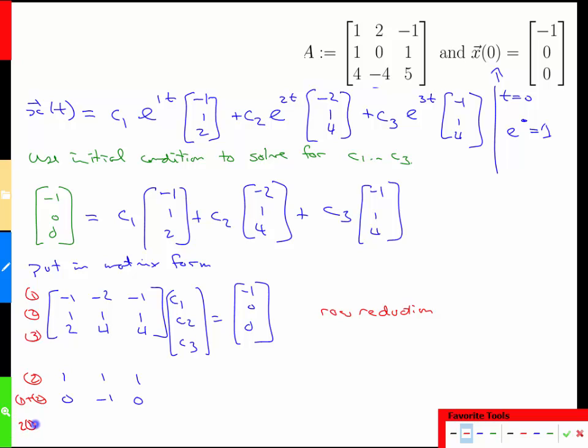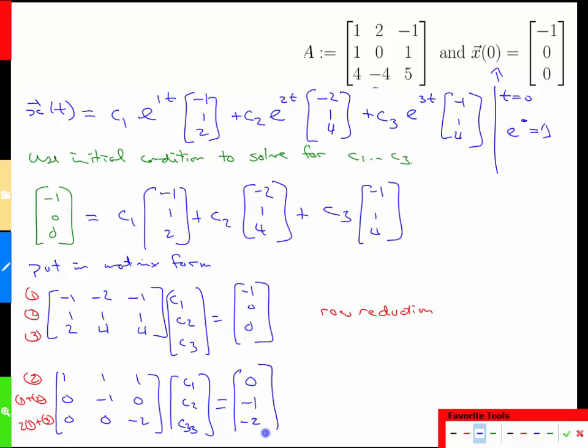2 times the first plus the third. That gives us 0 as the leading coefficient up front. 2 times this plus this is 0. 2 times this plus this is -2. And then we have to do the same thing on the right-hand side. So we take the second coefficient, we take the first plus the second, that's -1. We take 2 times the first plus the third, that's -2.